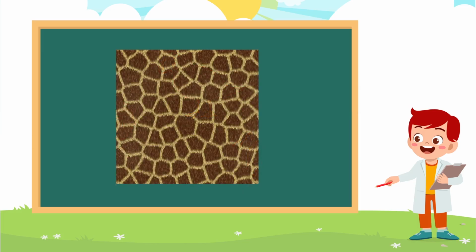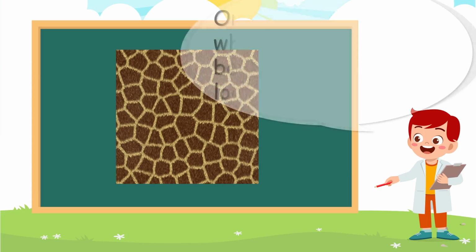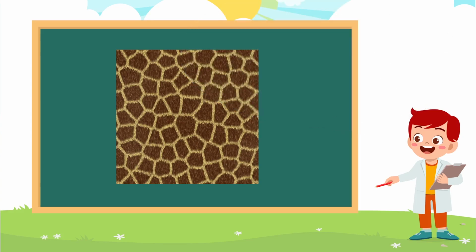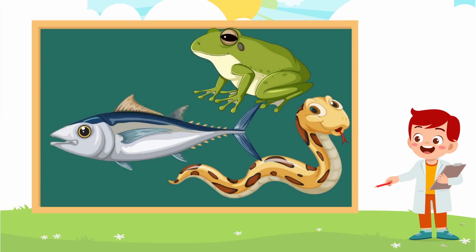There's some really beautiful skin. What's that from? One way we know which group an animal belongs to is by looking at their skin. What animal's this? It's a giraffe with really beautiful skin. Well, again, we've got 3 very different groups of animals there.